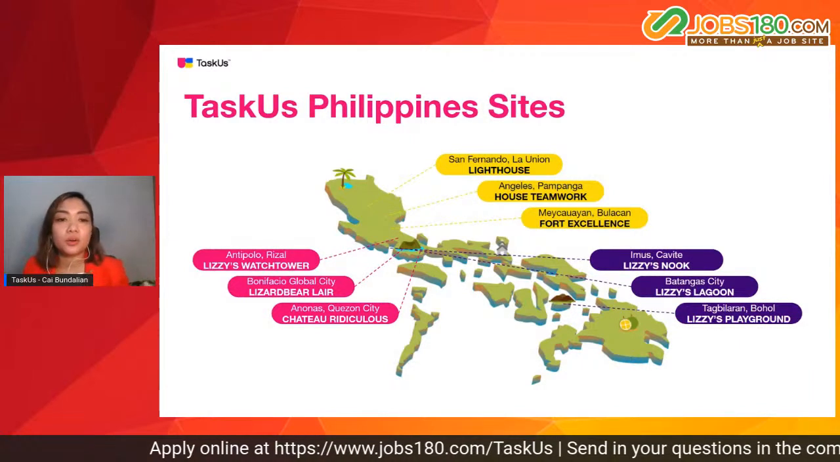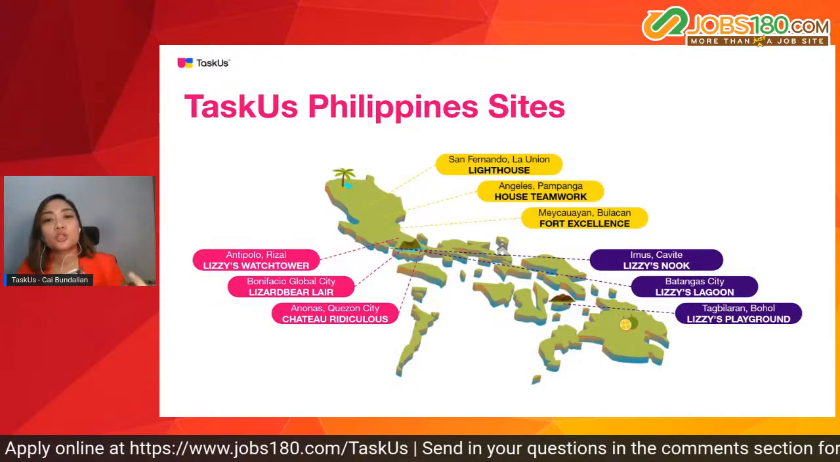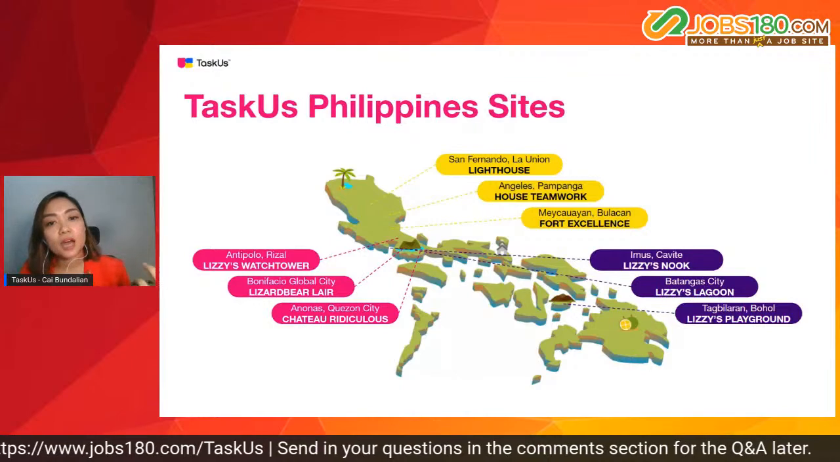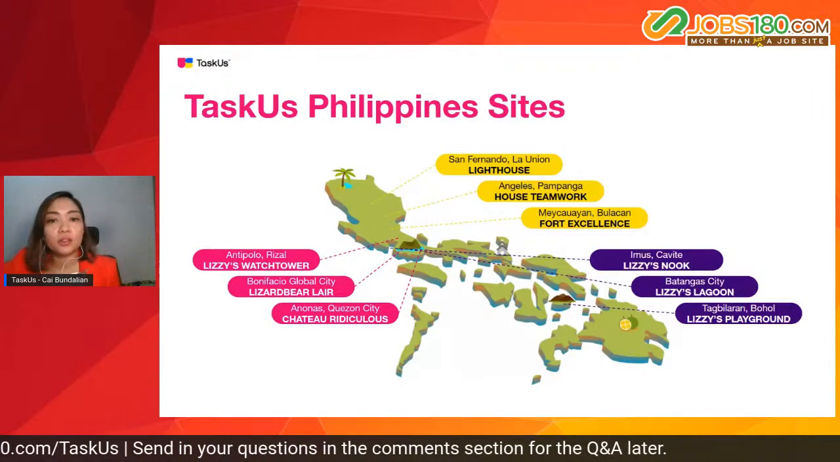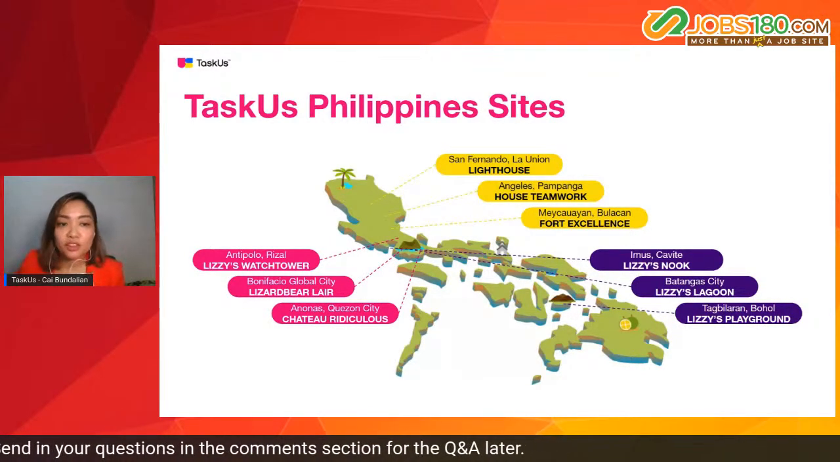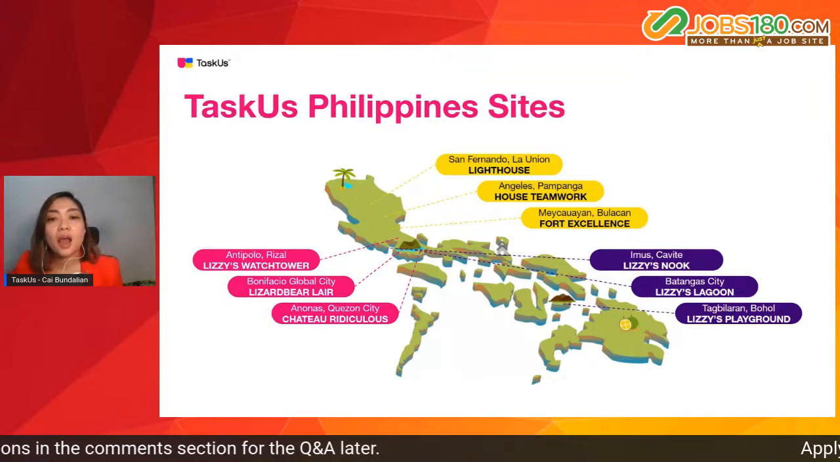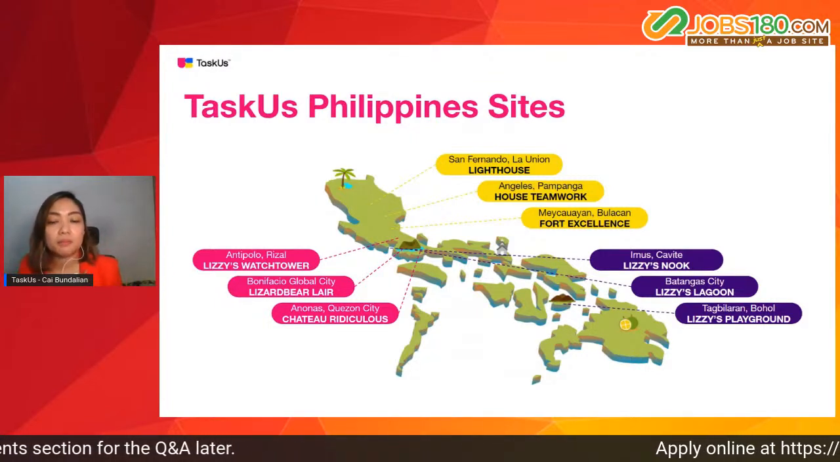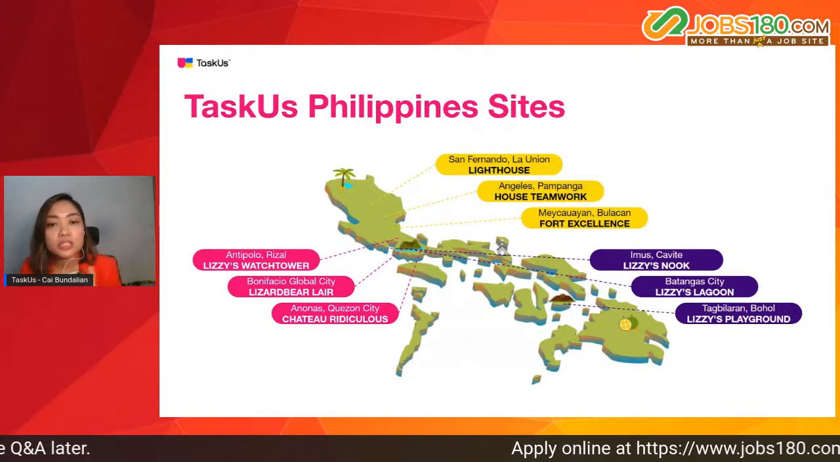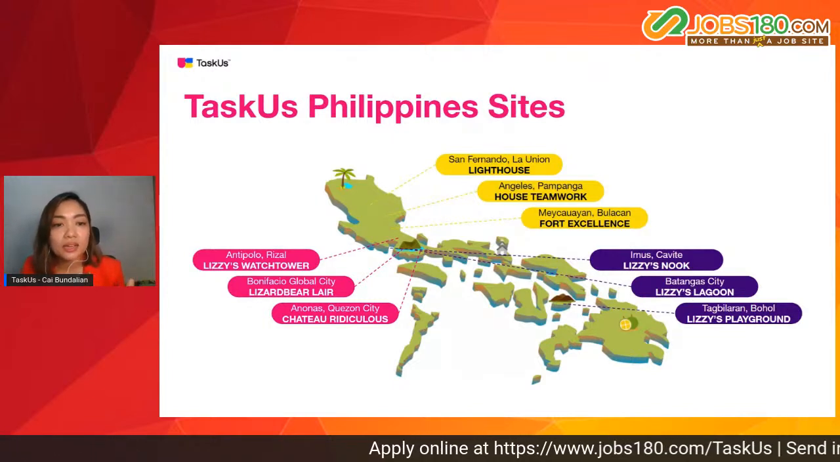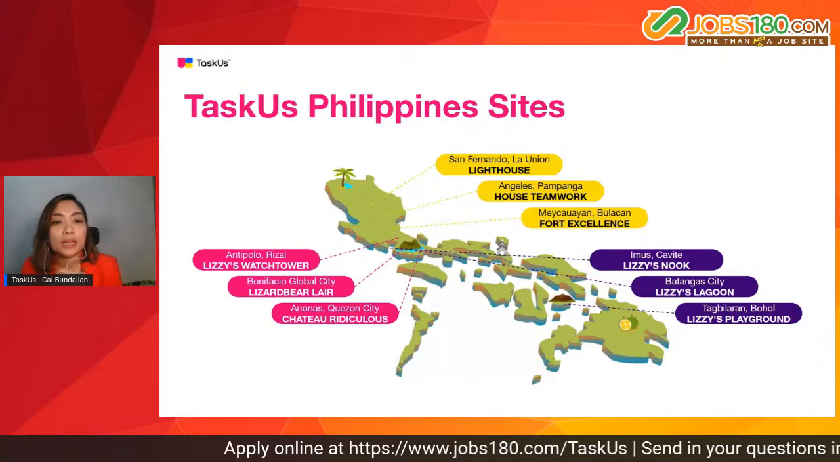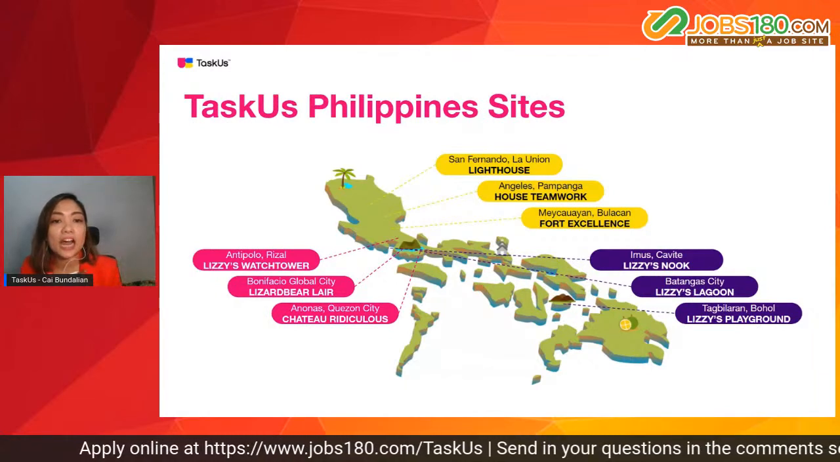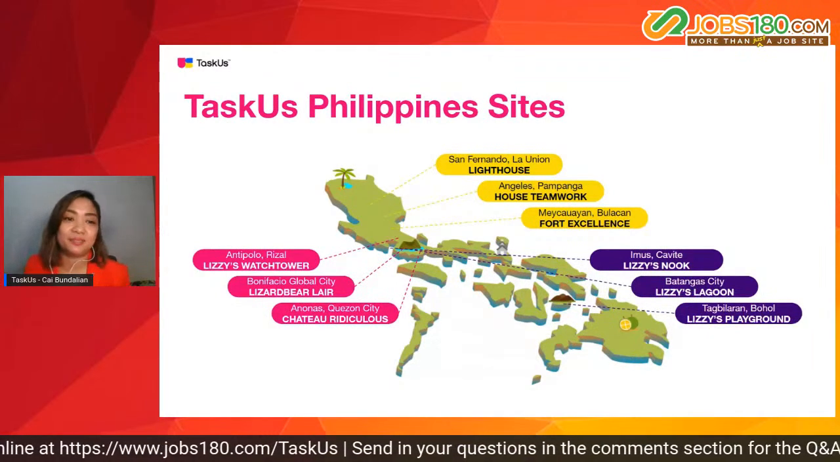So as mentioned a while ago, we are across the Philippines. We have 9 different sites, up to the north in San Fernando, La Union, down to the south, as far away as Bohol. But we do have here in Pampanga, in Meycauayan, Bulacan, in Imus, Cavite. We have one in Batangas. We also have one in Antipolo, BGC, and Anonas, Quezon City.